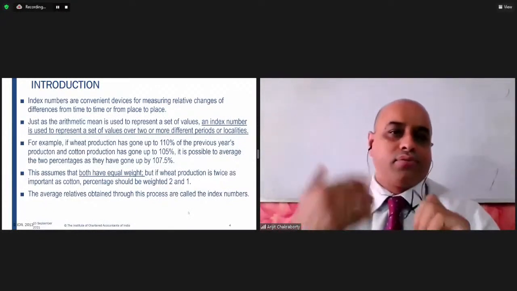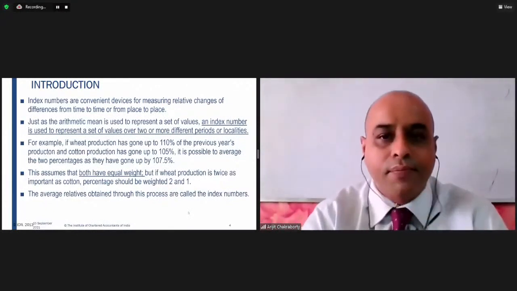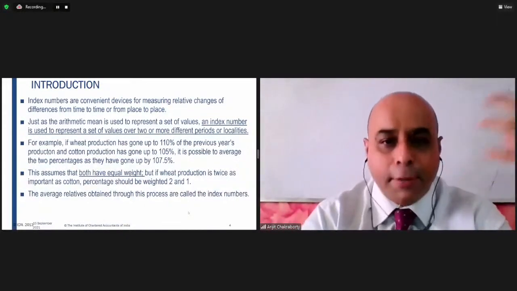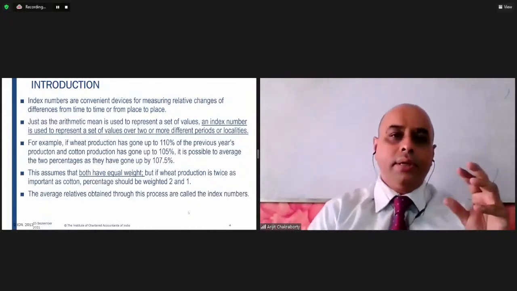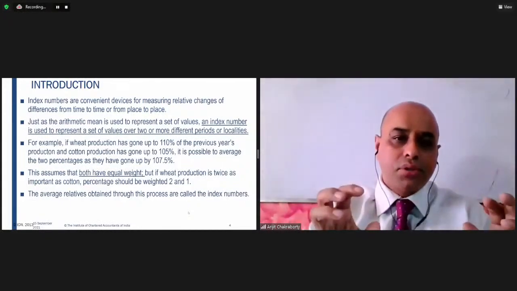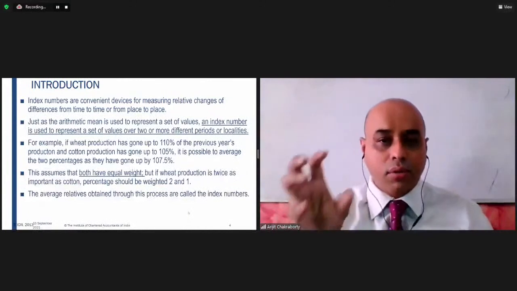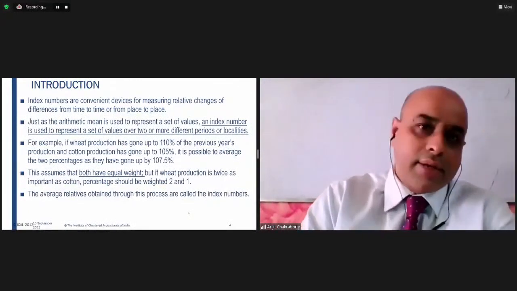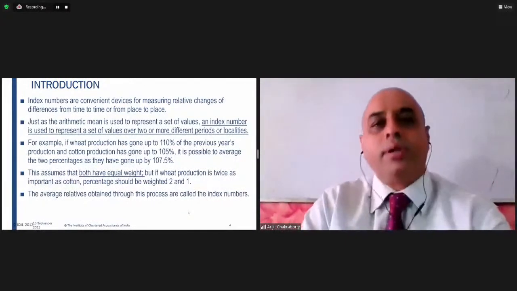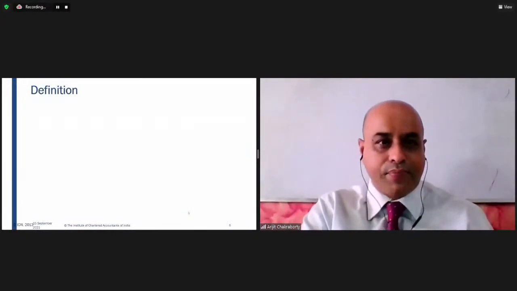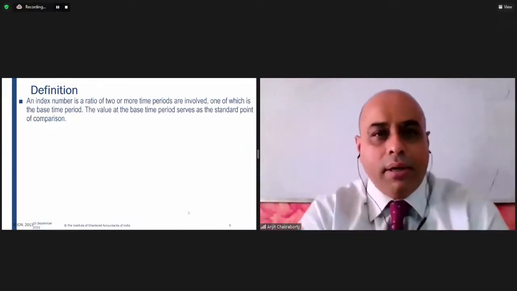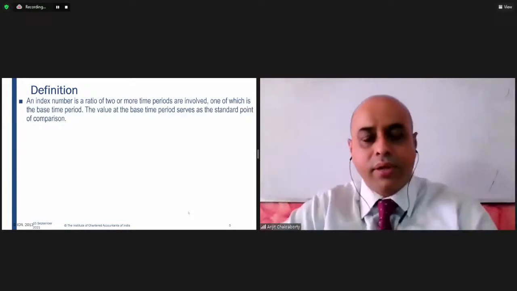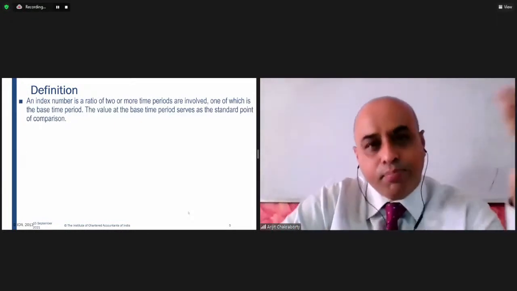It is nothing but ratios, a set of values comparing certain key values over two time periods or two different localities. And this can be a price index, a quantity index, or a value index. So an index number is a ratio of two or more time periods, because here we are looking at the current year and the base year.